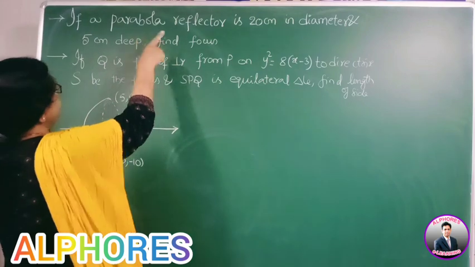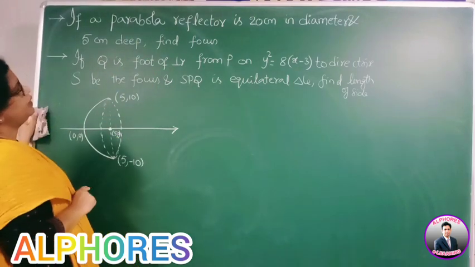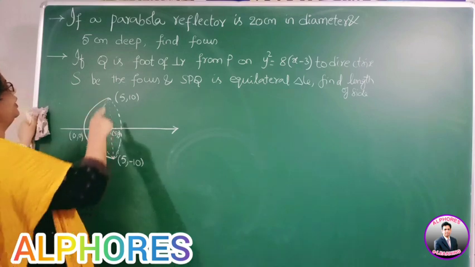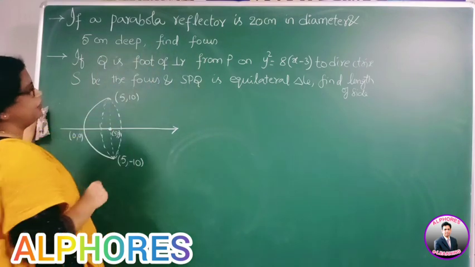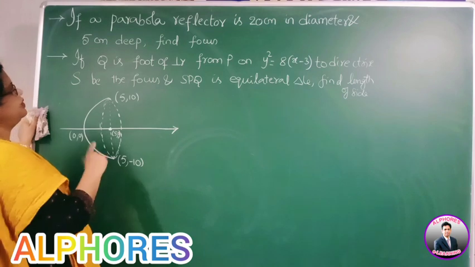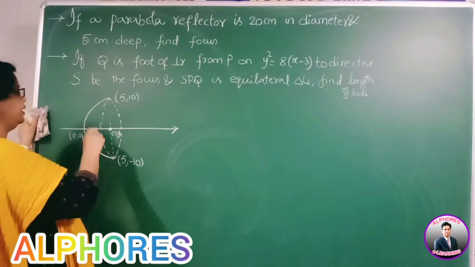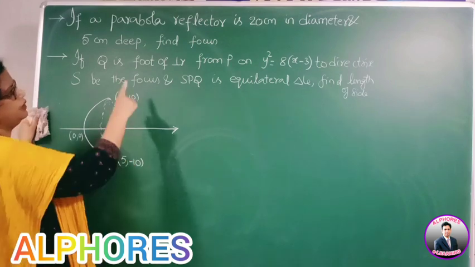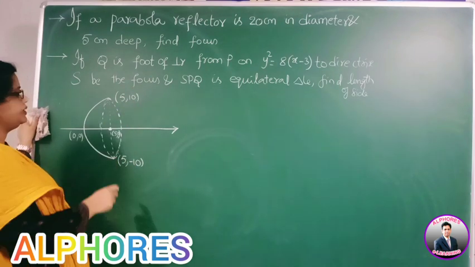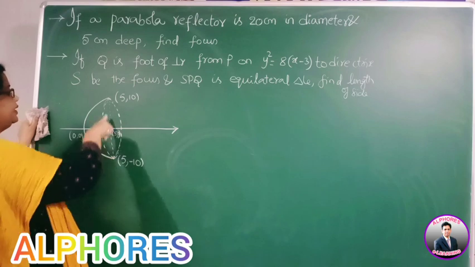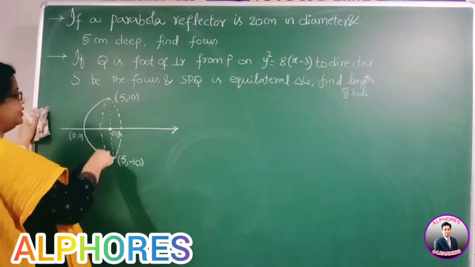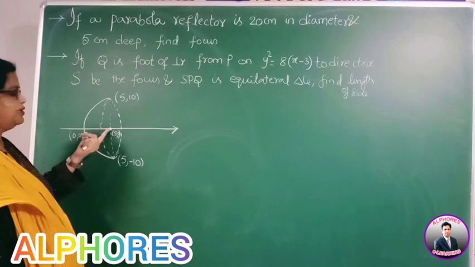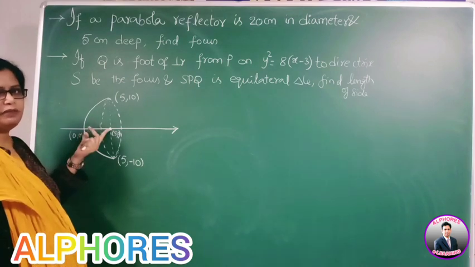Now let us observe this problem. If a parabolic reflector is 20 centimeters in diameter and 5 centimeters deep, then find the focus. So it is a parabolic reflector. You can observe here, this one is like this. It's a parabolic reflector and it is 20 centimeters in diameter. That means this is the diameter and it is 20 centimeters, and the next one is 5 centimeters depth. That means in this way it is 5 centimeters deep.